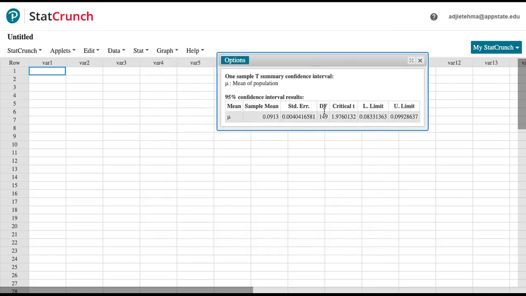So you can see the degree of freedom is what? N minus 1, which is 149. And so you can see that is the lower limit, which is correct. And then the upper limit, which is also the same as what we got. Is that okay? So this is how to use StatCrunch to solve this kind of problems. Is that okay?